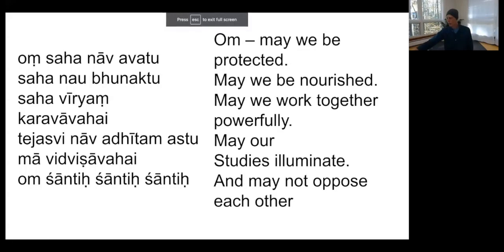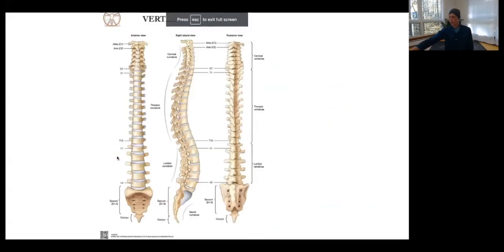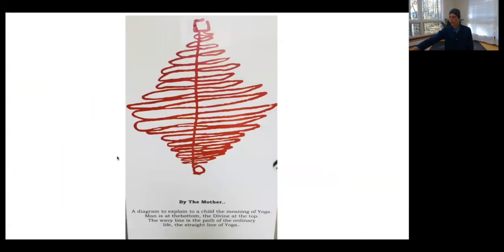I'm going to share my screen quickly, and then I'm going to show you one thing, and then we're going to have some breakout time. Just want to give you one image to go along with that. And it's after the spine stuff.